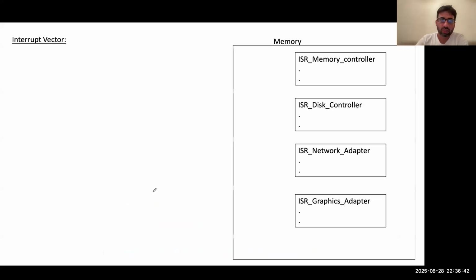For doing so, we use an alternative approach, which is known as interrupt vector or interrupt table. The basic idea is, just as we have seen in the previous slide, we still have ISRs of different devices stored in memory, but definitely if they are stored in memory, they have a starting address. So let's say that the starting address for the ISR of the memory controller is address 1, and the memory location where the ISR of the disk controller is stored is address 2, and so on, address 3 and address 4.